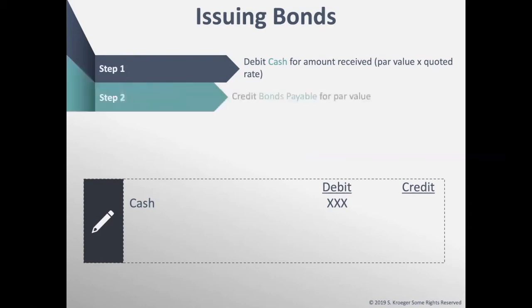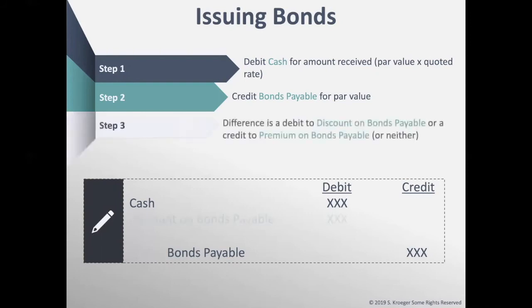The second step is also similar to issuing stock. Instead of using the stock account, we use the bond account. Remember, bonds are debts, therefore this is a liability account. We use the account bonds payable. The amount would be the par value, same as with issuing stock.